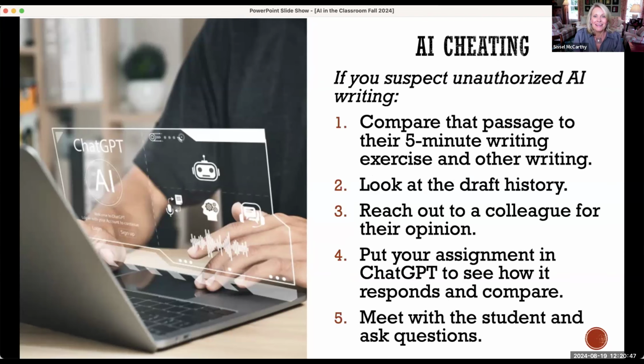Next slide. Now, if you suspect unauthorized AI use, first and foremost, listen to your gut, what I now call my AI radar. If you think it doesn't sound like a student voice, you're probably right, and you should investigate further. So the first thing that I do is compare that passage to their 5-minute writing exercise or any other writing that they've done in the class. Then this semester, I will be able to look at their draft history because we'll have that Google Doc folder set up. And I'll look to see if they did work on it over time or it just landed in that doc in one fell swoop.